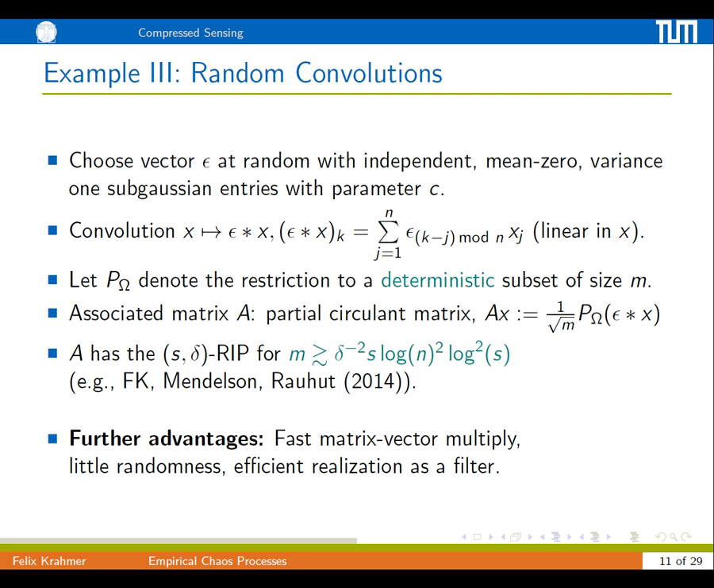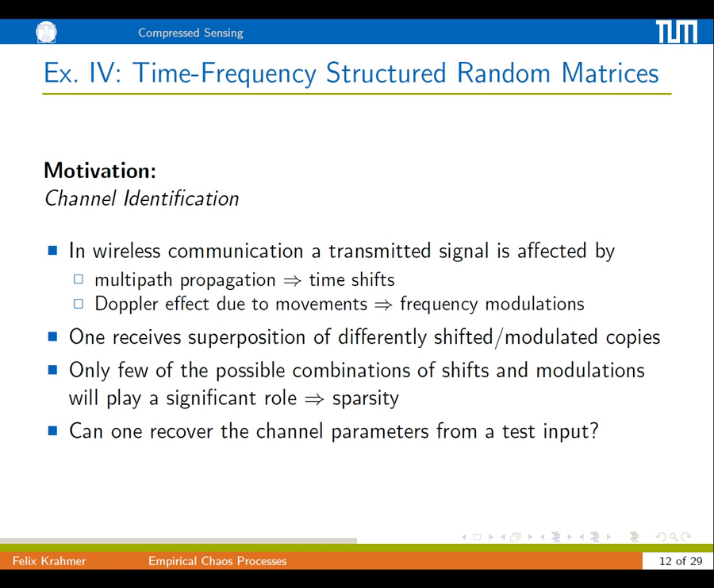The last example that I will present here is that of time-frequency structured random matrices, which is the main focus of this talk. It's motivated by wireless communication, which, as we have already seen, has been discussed in multiple talks before. You can think of the time shifts being multipath propagation and then the Doppler effect due to movements being frequency modulations, and then what you receive is a superposition of differently shifted and modulated copies, and only a few of these, and then sparsity enters the game.